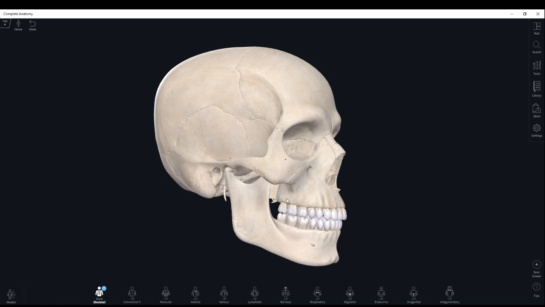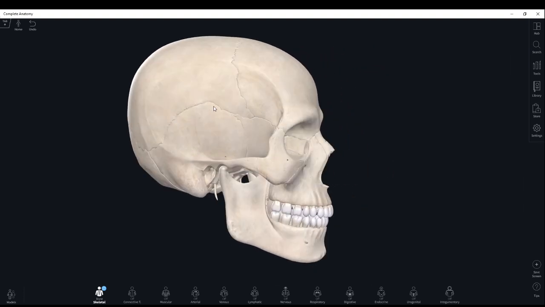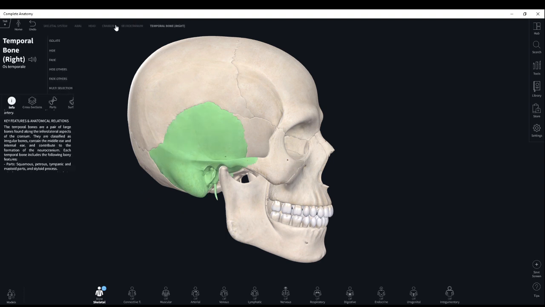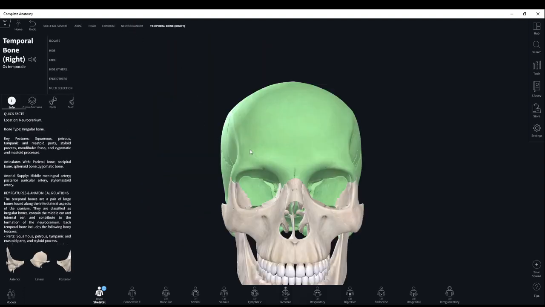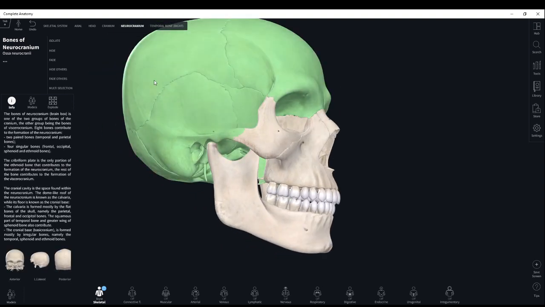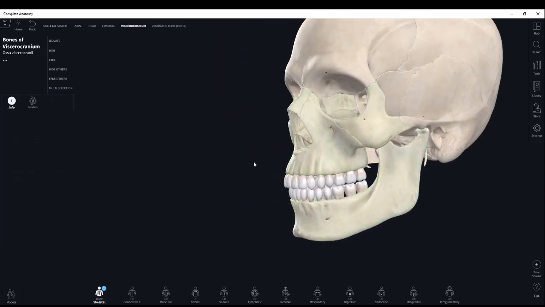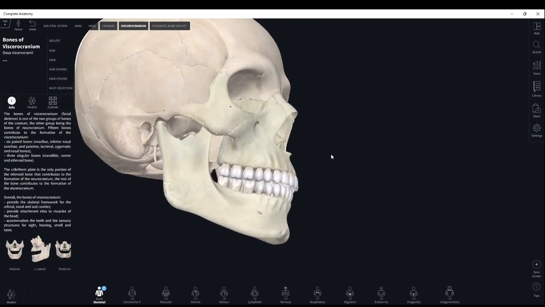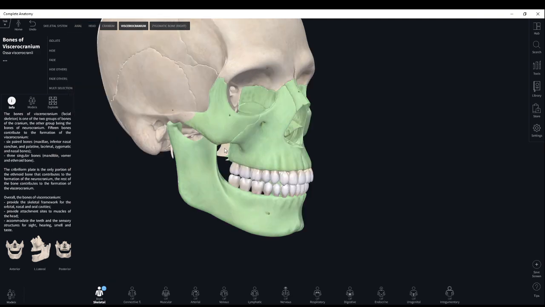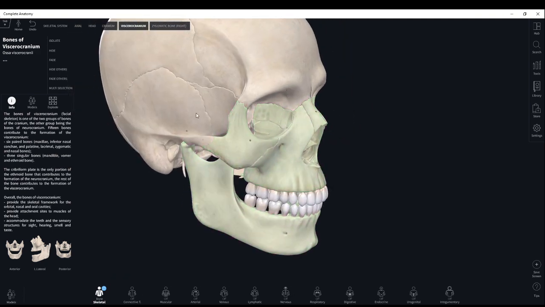The topic of today's video is the skull, which consists of two parts. First is the neurocranium, the bones which surround the brain and protect it, and facial bones or viscerocranium, which form the skeleton of the anterior aspect of the head and serve as the skeleton of the nasal cavity, oral cavity, and orbit.